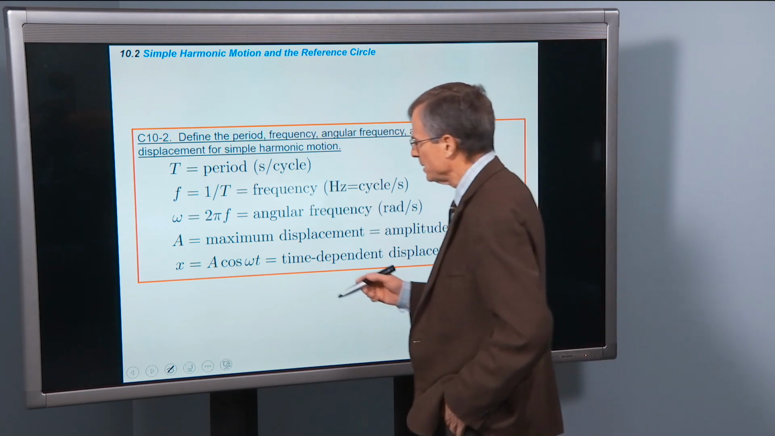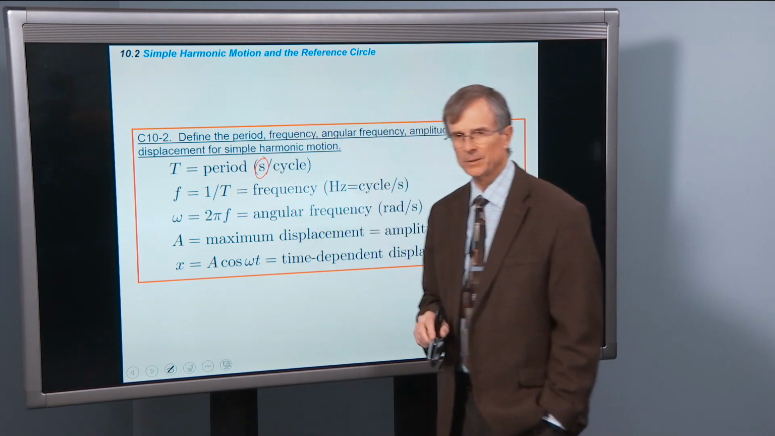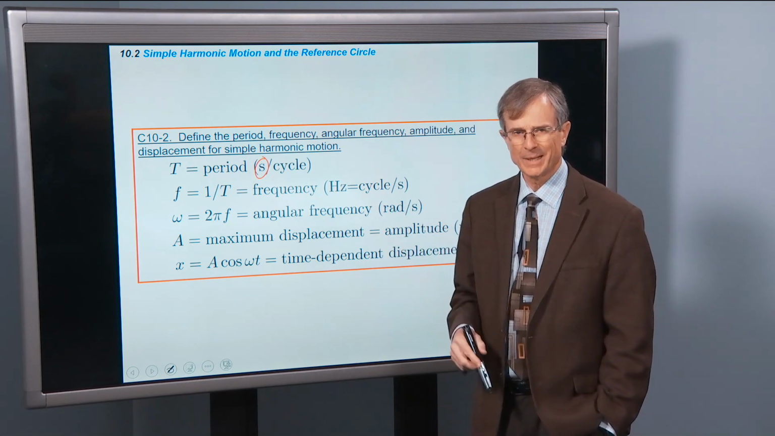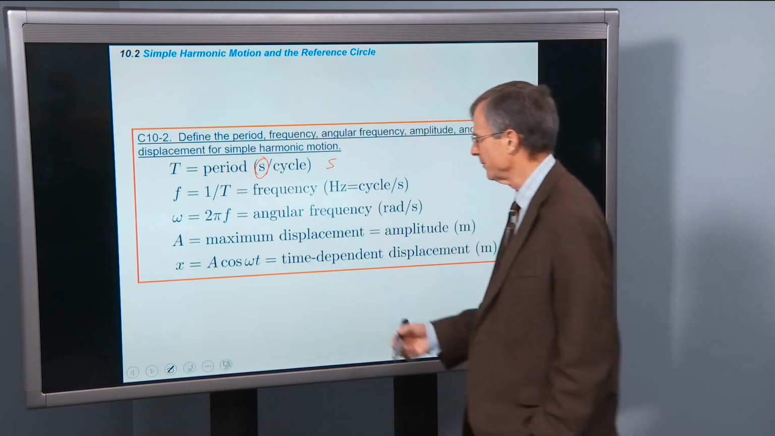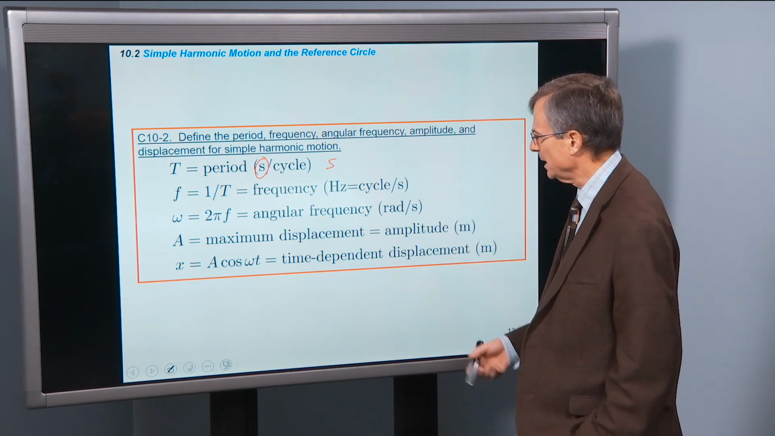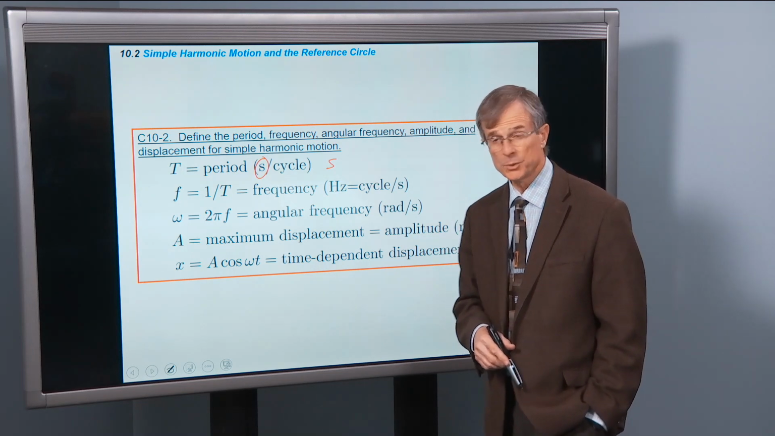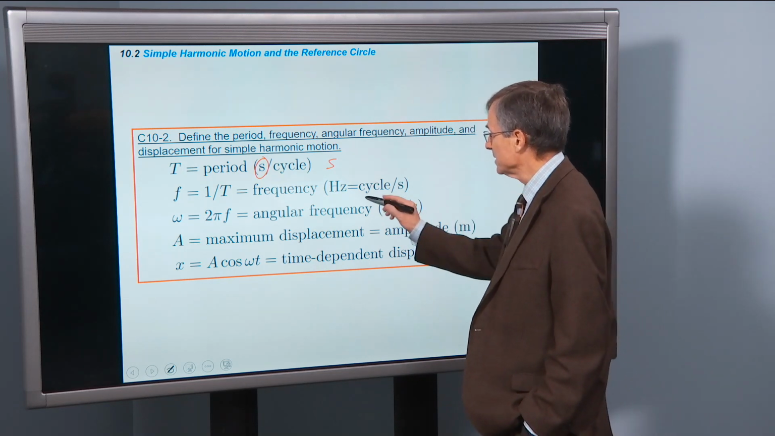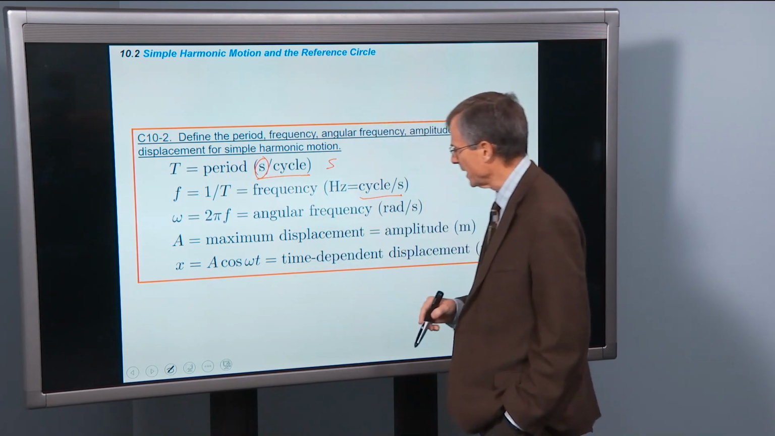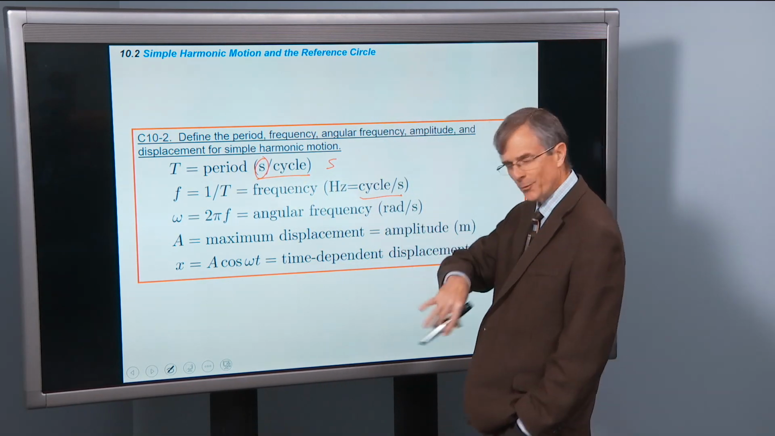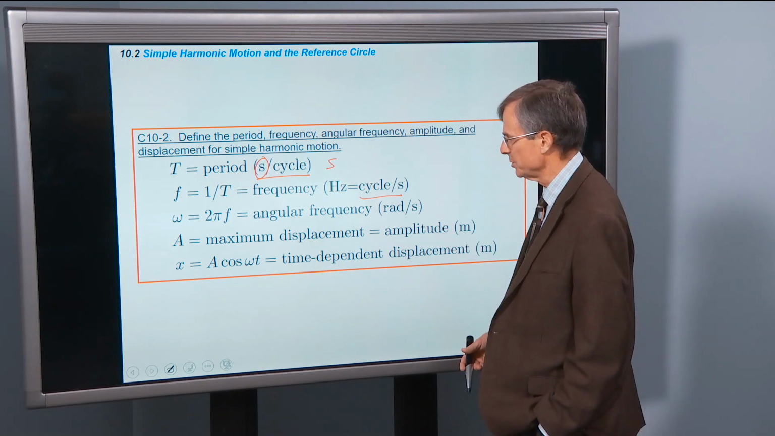Period, T, is the period. It's the time for one complete cycle, seconds per cycle, or just seconds. It's the time for one cycle. The frequency is 1 over the period, just like we did in uniform circular motion. And that's in cycles per second. So I've taken these units of seconds per cycle and inverted them to get cycles per second, same as we did in uniform circular motion.